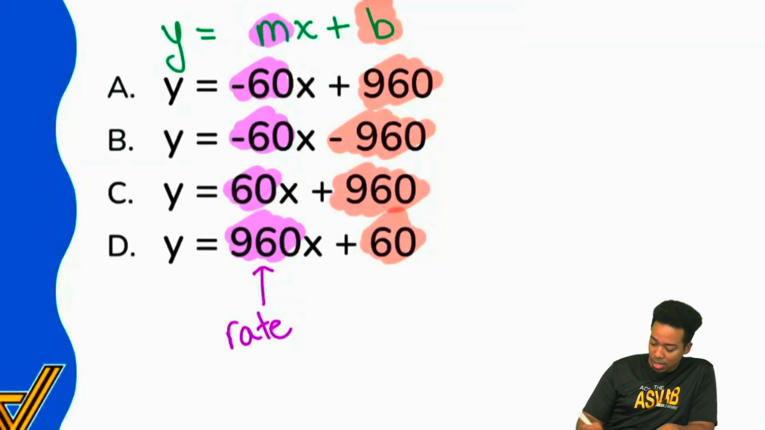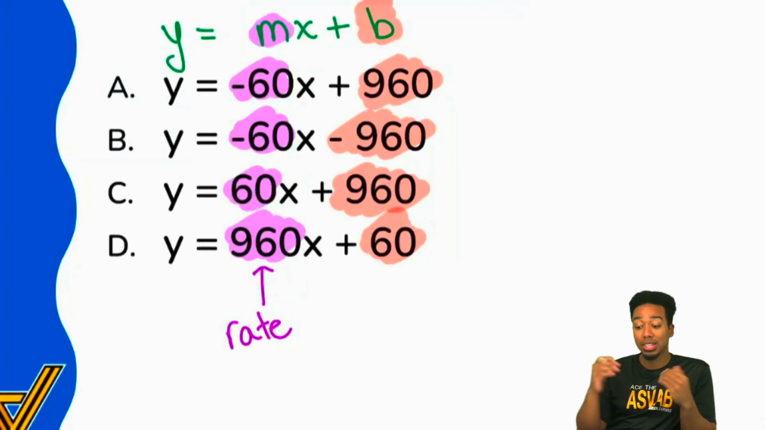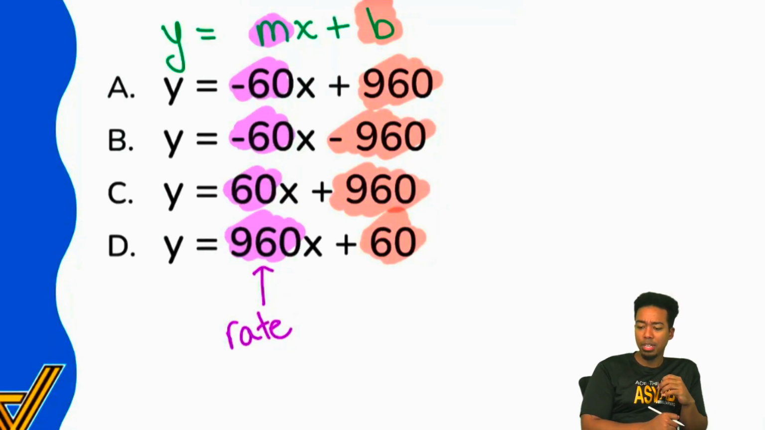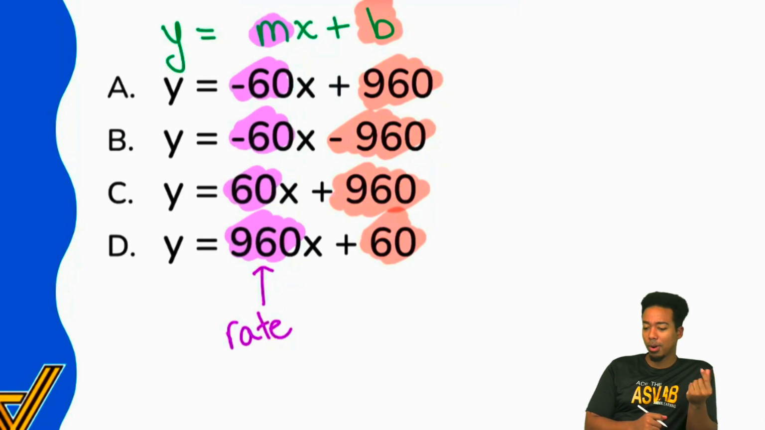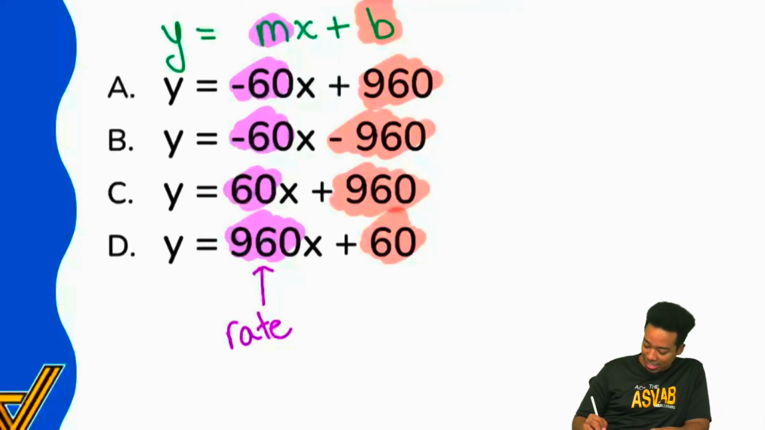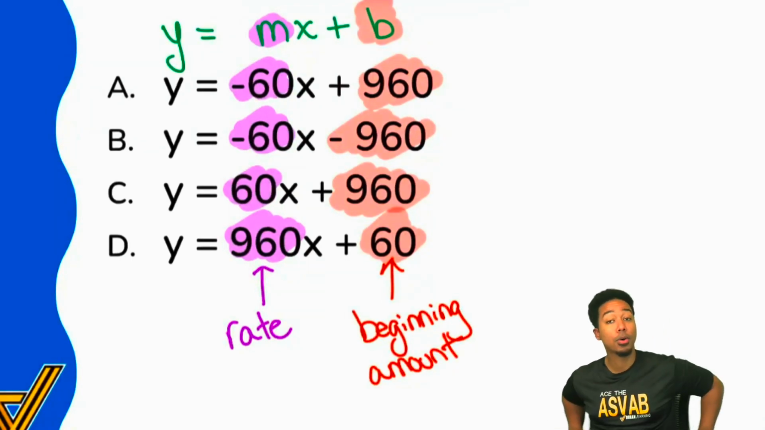And then here in red, or the b, what are we trying to represent there? What does b mean? b means what? Come on, give it to me. Yeah, the beginning amount, the initial amount. Exactly. Boom. And there we are.